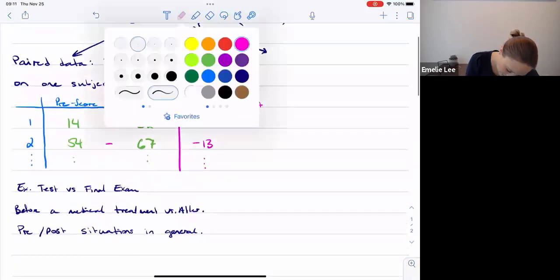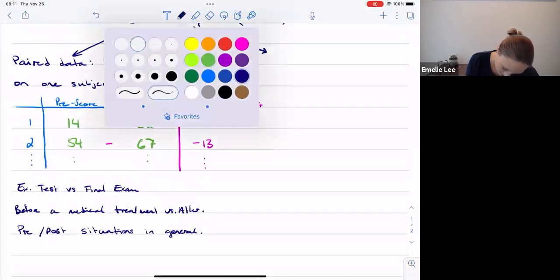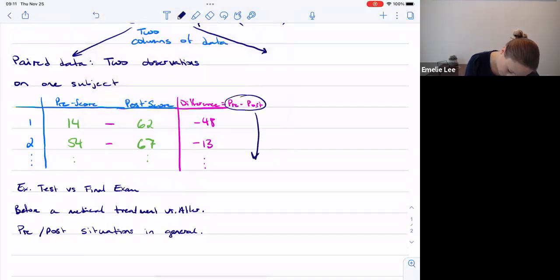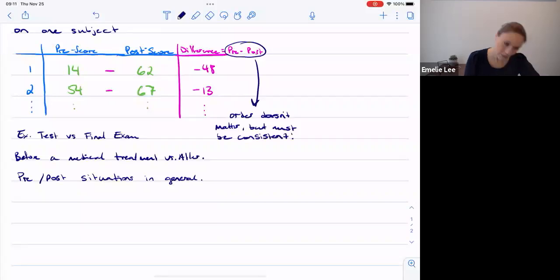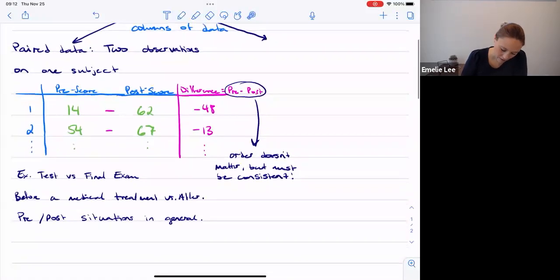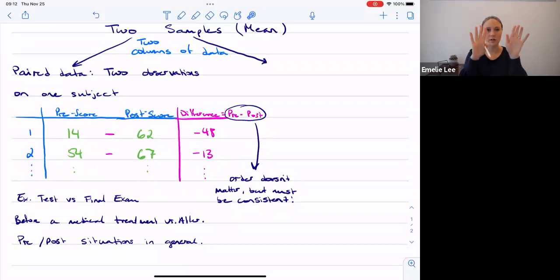Okay. So here, I'll say, order here, order doesn't matter, but must be consistent. Okay, and I think that's pretty reasonable. So once we've absorbed all of this information, these two columns, we've melted them into one column. Now we're back to one sample mean. And what we're always interested in is, is this mean difference different from 0? Because a difference of 0 means that there's been no change.